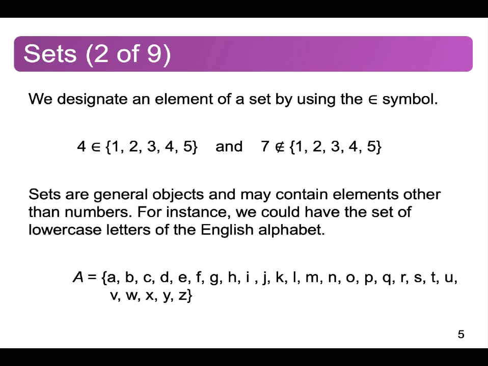If we want to designate whether an element is included in the set, we use this little symbol that sort of looks like an E, but it's kind of a horseshoe with a little line through it. If something is in fact an element of that set, like 4, we would say 4 is an element of the set 1, 2, 3, 4, 5. An example of something not being an element of the set, like 7, you would say 7, and then that element symbol with a slash to indicate that 7 is not an element of that set.